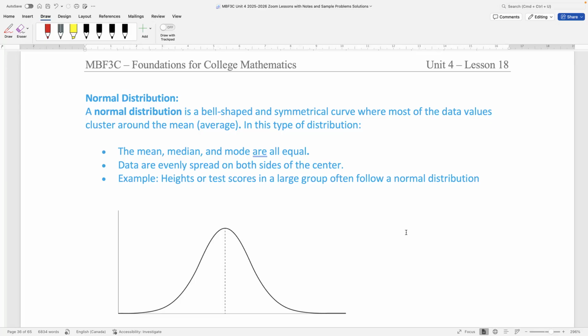An example might be heights or test scores in a large group, which often follow a normal distribution. If we're looking at the height of people in a certain grade, most people are going to be around the same height. There's going to be a few people that are really short at the bottom end and a few people that are really tall at the other end. But most people will be in the middle.